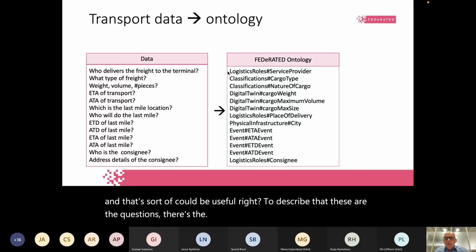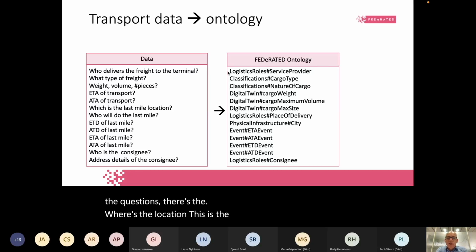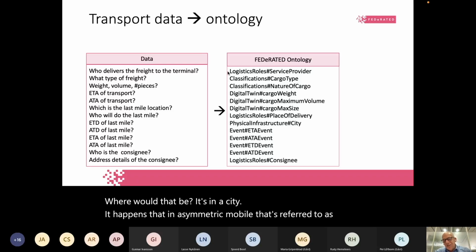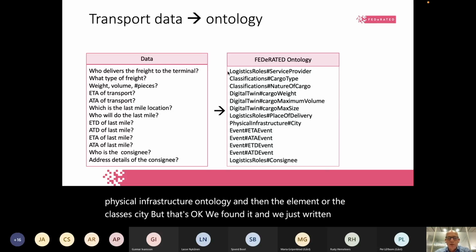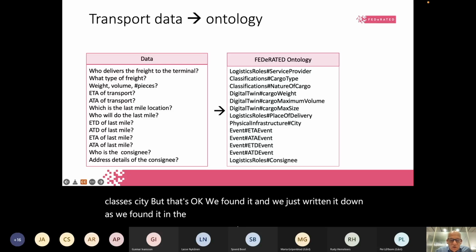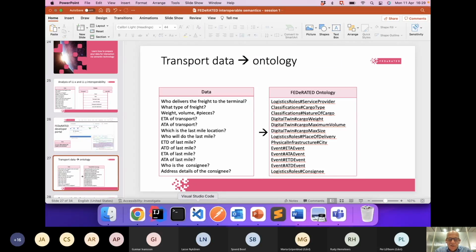where's the location? Well, this is the place of delivery that we're talking about. Where would that be? Well, it's in a city. It happens that in our semantic model, that's referred to as the physical infrastructure ontology, and then the element or the class is city. But that's okay. We found it, and we just wrote it down as we found it in the model. Incidentally, just to show you how I found that, because I don't want to cheat too much. It's cheat enough as it is.